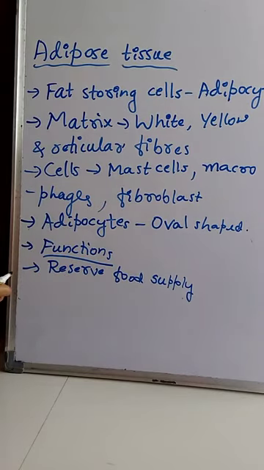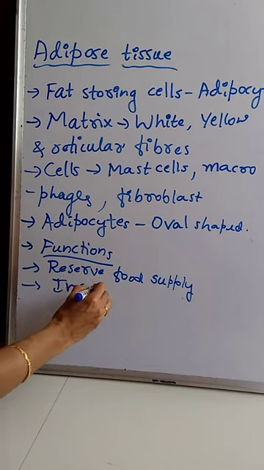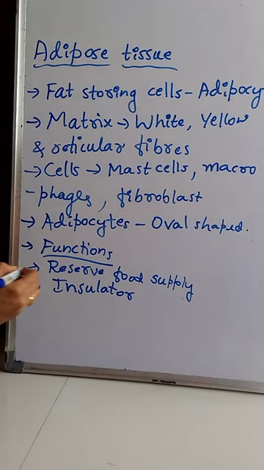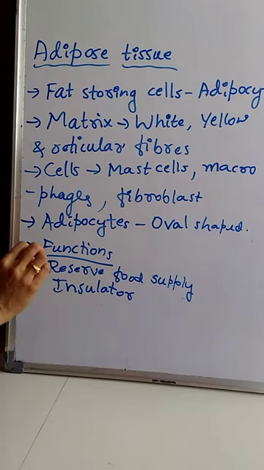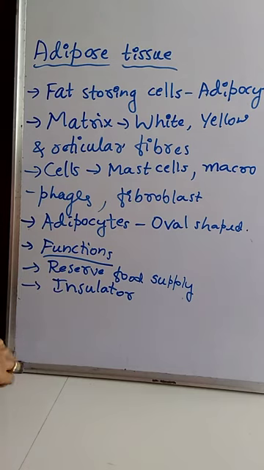And adipose tissues act as an insulator against heat and cold. And it protects and provides a packing or cushioning effect to vital organs, means important organs. Now we will look into the diagram of adipose tissue.